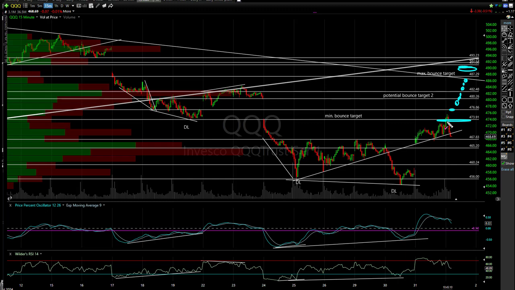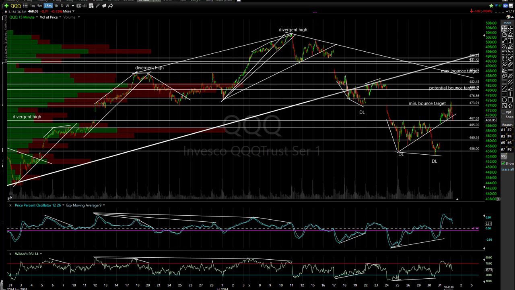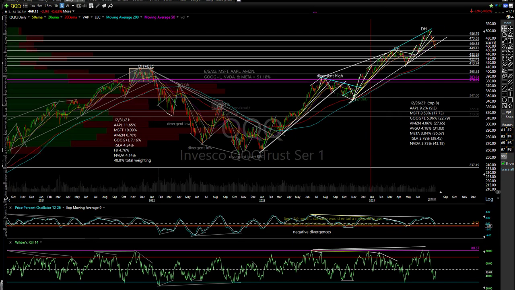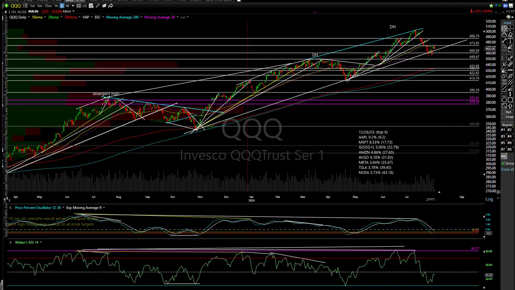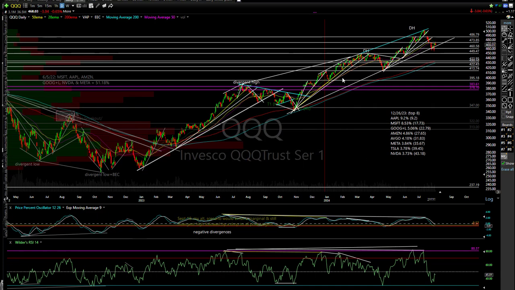Put to call ratios hitting extremes, sentiment surveys hitting extremes, QQQ record low 52-week low short interest. All of those things coupled in, and the Hindenburg crash indicator firing. Those are the ingredients, the indicators that tell you that it might be one of those quicker rush for the exits than the slower roll top.